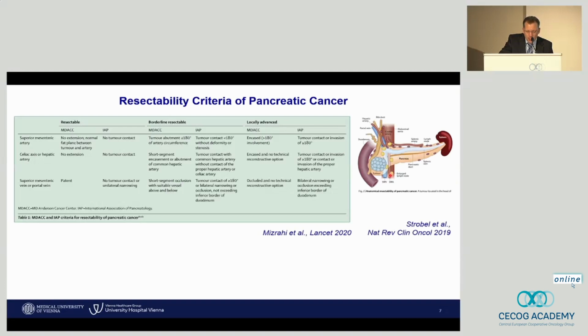Resectable is basically without contact to the vessels or only short contact to the two veins. A borderline resectable is a venous infiltration and a tumor abutment of the artery less than 180 degrees, and what is more than 180 degrees is locally advanced. So these criteria, and here highlighted are the MD Anderson Cancer Center and the IAP criteria, but there are also the NCCN criteria that you have seen. These are designed to be objective criteria, but the problem is they are applied subjectively.